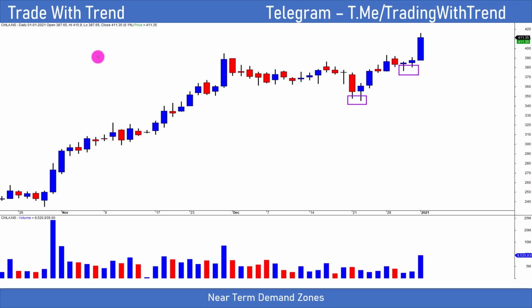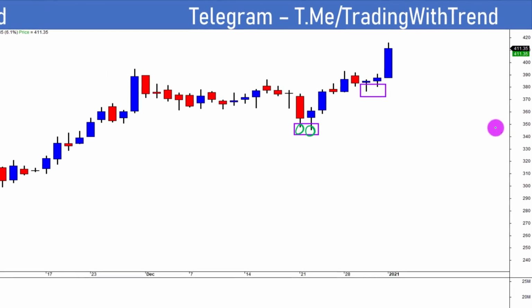So in this session, let us just mark out the near-term demand and resistance levels. This will be used in the last slide to determine how to approach this stock. In the near term, if you see these two long tail candles between 340 and 350, this would be some sort of positional trading support in the market.